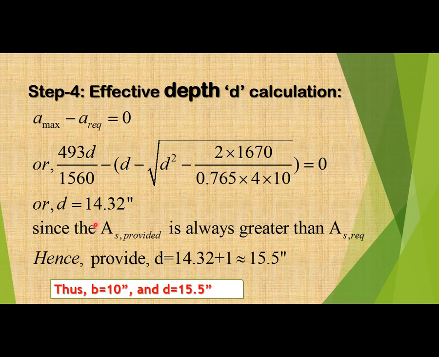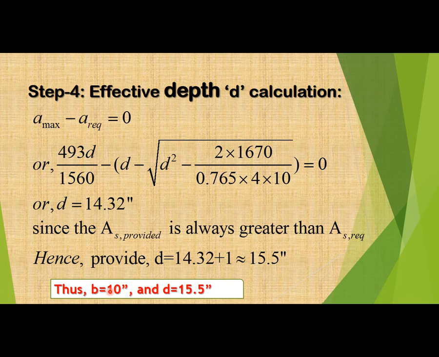So we have found the value of b and d, because b equals 10 inch and d equals 14.32 inch. But since the provided area of rebar is always greater than required As, let's increase the value of d. Let's increase it by 1 inch. If we add 1 inch to 14.32 inch, we will get 15.32 inch. Let's round this to the next value, that is 15.5 inch.